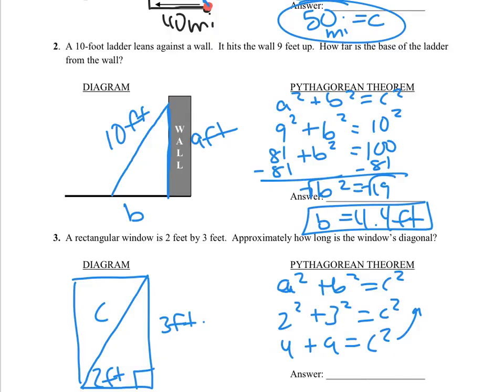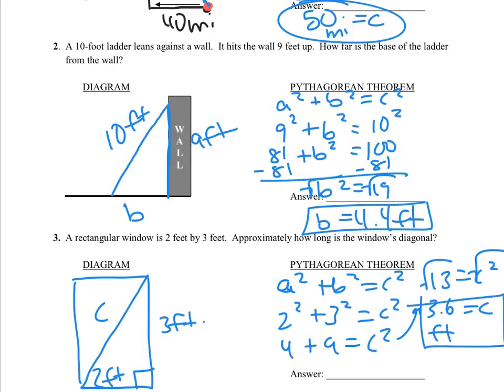4 plus 9 is 13. So I've got 13 equals c squared. And I take the square root of both sides. That undoes my squaring. And c equals the square root of 13. After I round it, it's going to be 3.6. So 3.6 feet. Remember, check my work, don't trust my work. Okay, on to the next page.